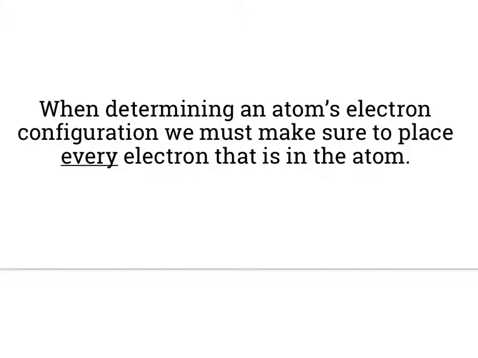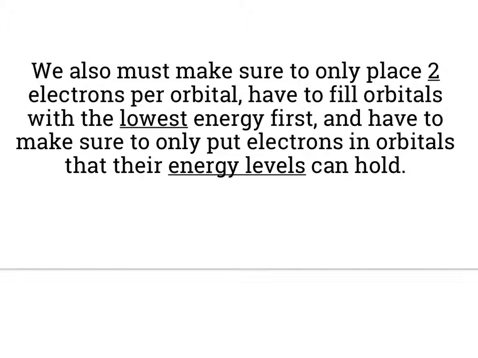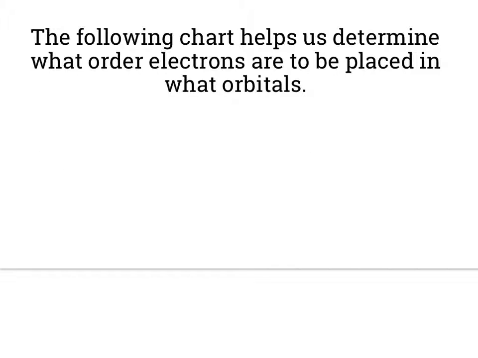There have been many times where you really just want to place the first 5 or 6 because the rest of the 50 or so get really kind of tedious. Well, anyways, we got to make sure also to only place 2 electrons per orbital. We have to fill orbitals with the lowest energy first. And we have to make sure to only put electrons in an orbital so that their energy levels can actually hold. Now, it's really not all that big of a task, but we do got to actually satisfy all the rules and principles that there are for electron configurations.